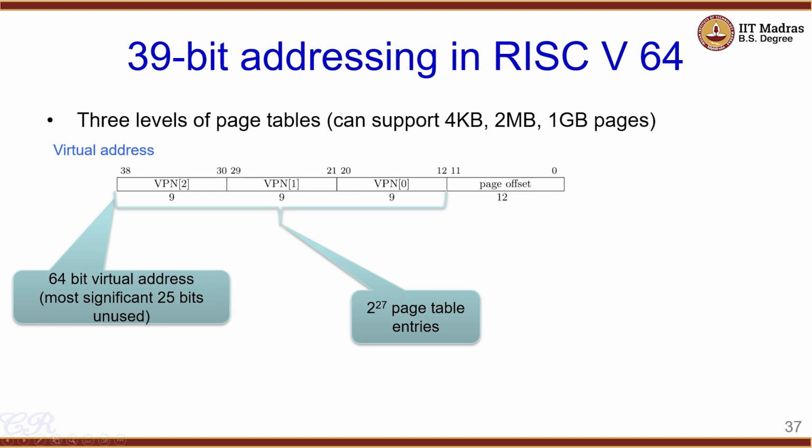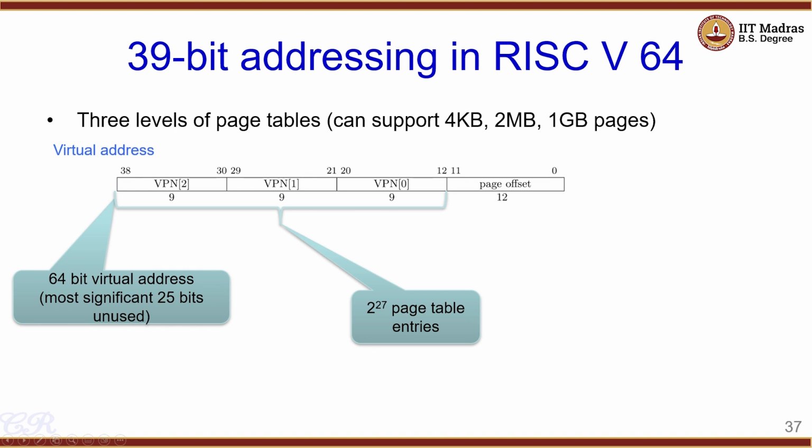So unlike the 2-level page translation that we have studied early on, the 39-bit addressing in RISC-V essentially supports 3 levels of page tables and can support not just 4 kilobyte pages but also 2 megabyte and 1 gigabyte pages. The virtual address in the 39-bit addressing mode comprises 4 components.